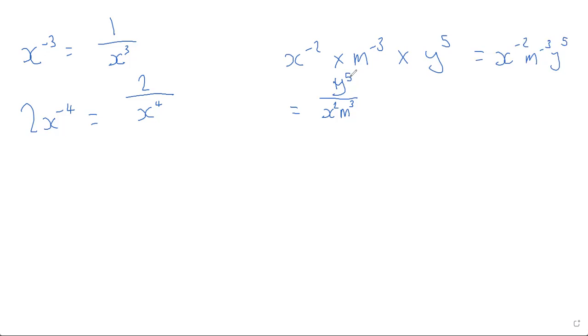So I'm leaving the y on the top and I'm putting the x and the m down the bottom because they were the only bits with a negative power.